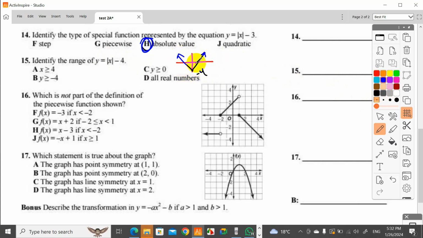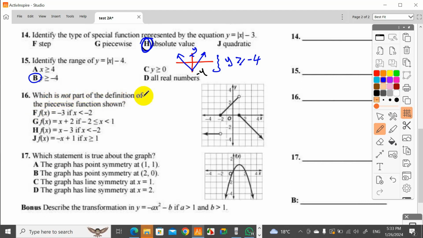So this is the graph for y equals absolute x minus 4, and remember this is a translation of the parent function y equals absolute x, 4 units down. So in order to find the range, I'll take a look at the y-axis. The range will be y greater than or equal to -4. The answer will be letter B.